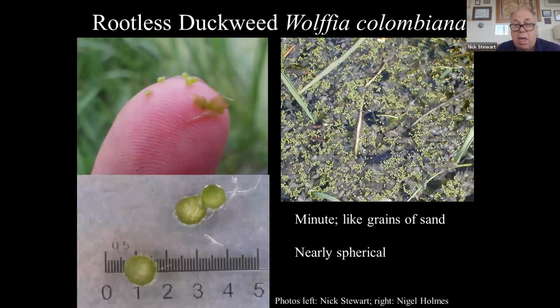Now, the first one to talk about is the rootless duckweed, which is a tiny little thing. These ones on the tip of the finger there, that's the full extent of the plant, and here the numbered sections are millimeters. So it's a very tiny plant, and in quantity, they look a bit like green dust on the surface.